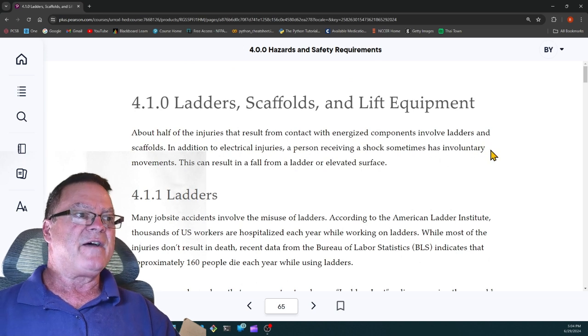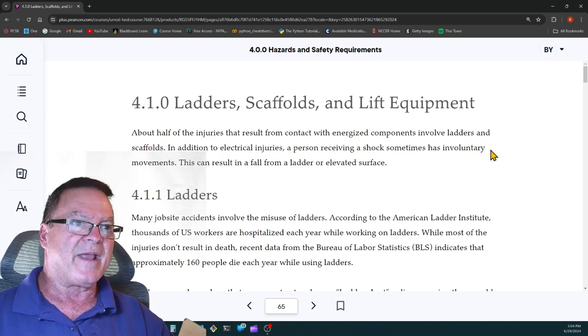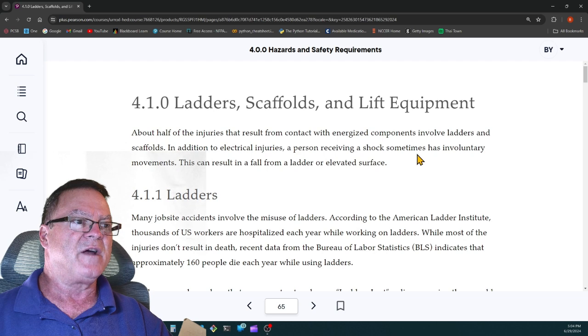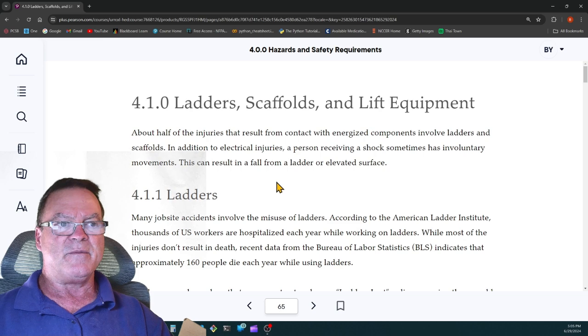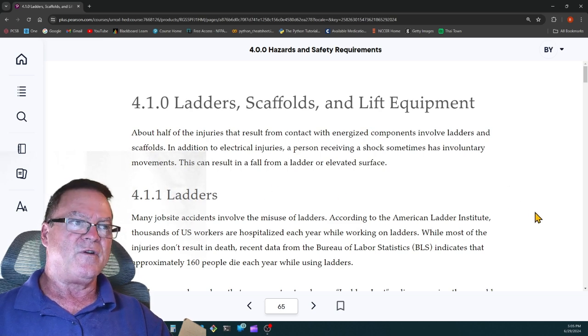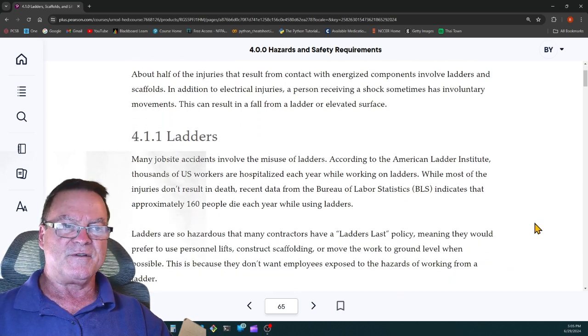4.1.0 Ladders, scaffolds, and lift equipment. About half of the injuries that result from contact with energized components involve ladders and scaffolds. In addition to electrical injuries, a person who receives a shock sometimes has an involuntary movement. This can result in a fall from a ladder or elevated surface.